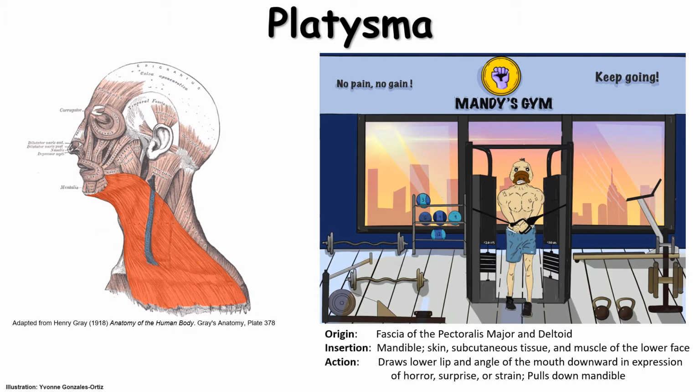So the platysma is this muscle that's highlighted in red. It's a very thin, sheet-like muscle on the anterior surface of the neck. It originates from fascia, and that's connective tissue, associated with the pectoralis major muscle, as well as a muscle in the acromial region, that's the shoulder region, known as the deltoid.